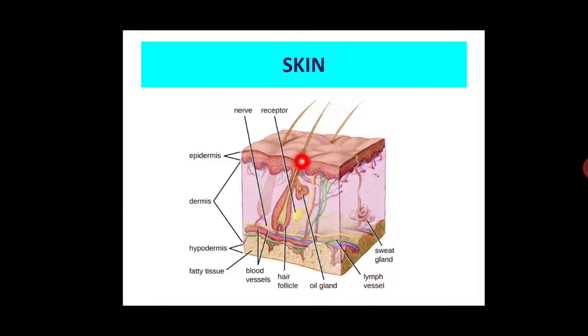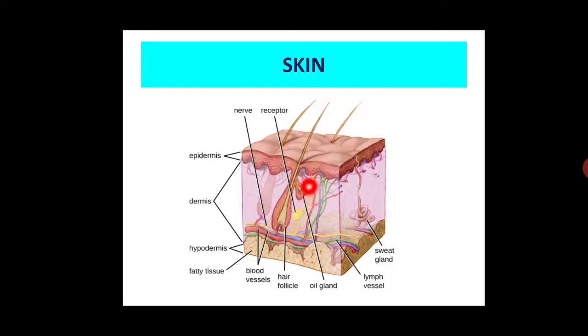This is the vertical section of skin in which this brown layer is epidermis, this pink layer is dermis, and this skin color layer is the adipose tissue layer. The epidermis contains dead cells and keratin, which is a waterproof protein. The dermis is made up of connective tissue and contains hair follicles, sebaceous or oil glands, sweat glands, and blood vessels.